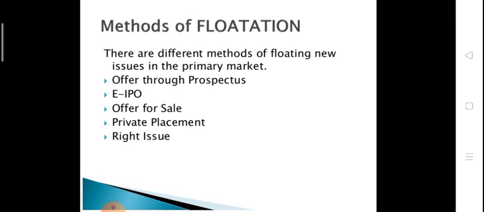Now next one is rights issue. Rights issue is a right to issue, meaning it is a primary right of the shareholders, that first they issue the shares to the existing shareholders, and it is their primary right that first they take the securities, whatever amount of securities they want to purchase from the company, and after that all the remaining securities are offered to the general public. So these are the methods of flotation in the primary market.